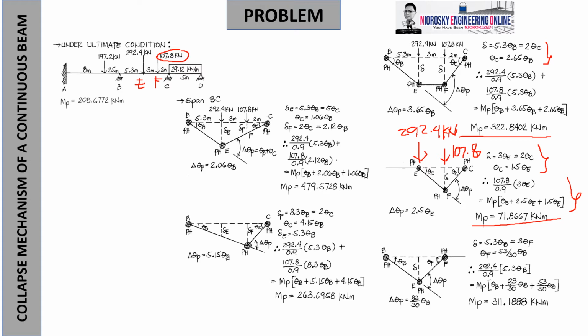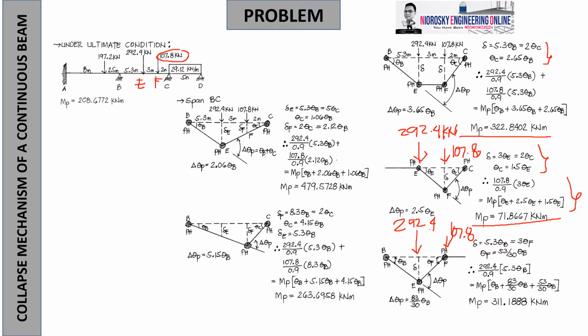And also doing the same on the other side, what if the 292.4 kilonewton value produces hinging, and the 107.8 kilonewton relaxes for hinging? Then this would be the case, no? Already discussed in the past video lecture.